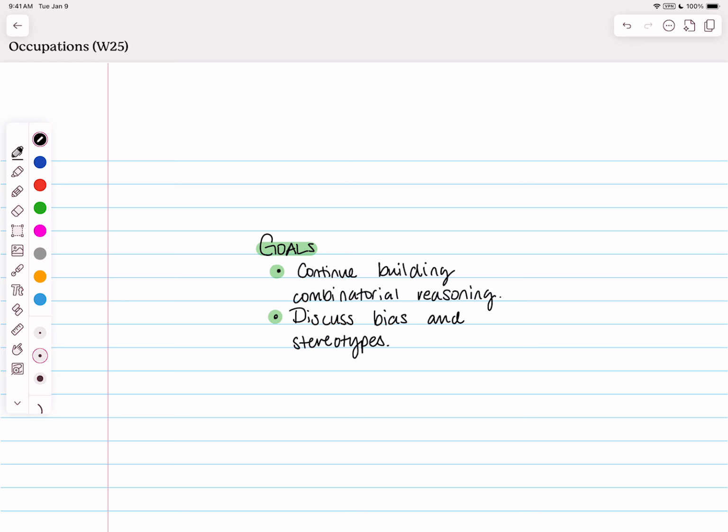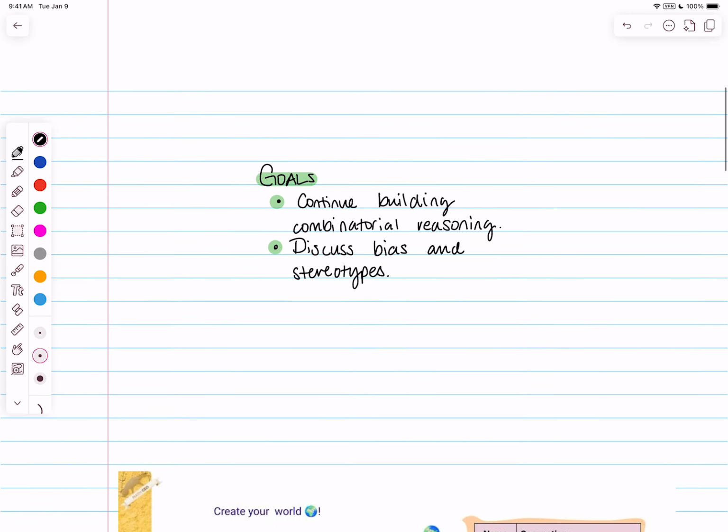Hello everyone. Welcome to the last part of the activity for this particular week in Math CEO. The goals of this activity, occupations, is first to continue building combinatorial reasoning, and second, to discuss bias and stereotypes. So let's jump right into it.